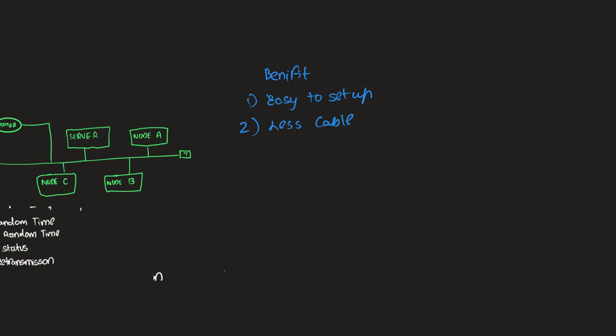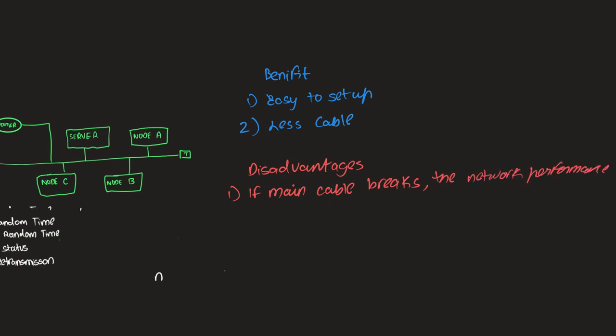However, there's a lot of disadvantages to the bus topology, so let's list them down. The first one is that if the main cable breaks, the network performance is badly degraded, which effectively means it won't function at all. Second, it is difficult to detect and troubleshoot faults at individual stations.